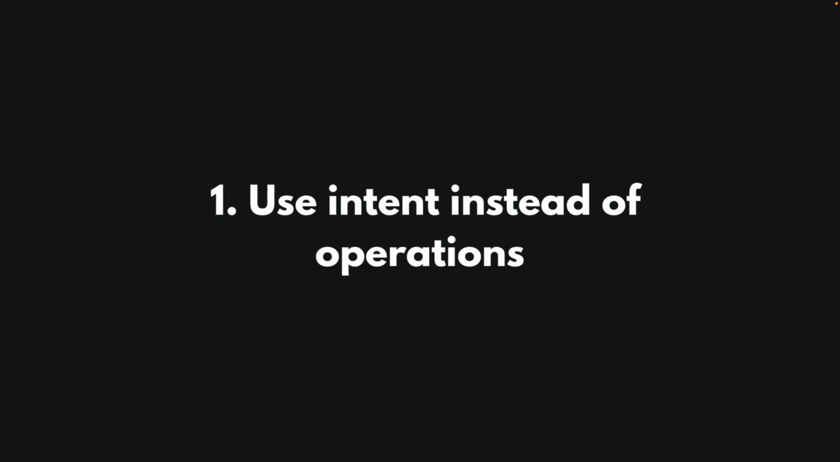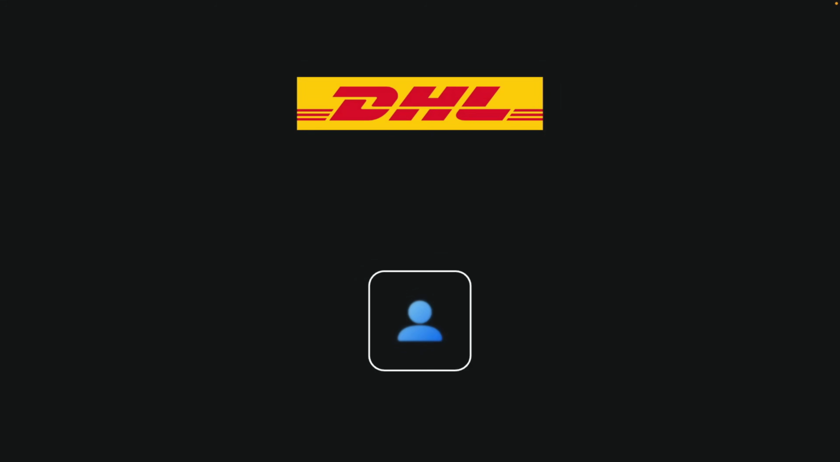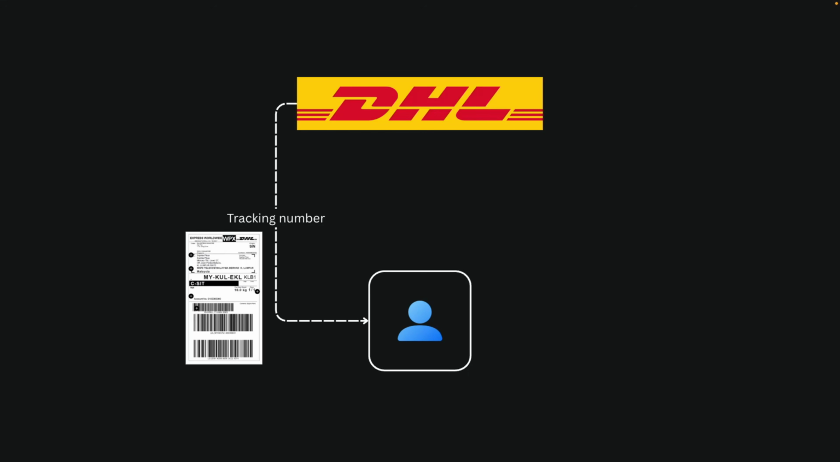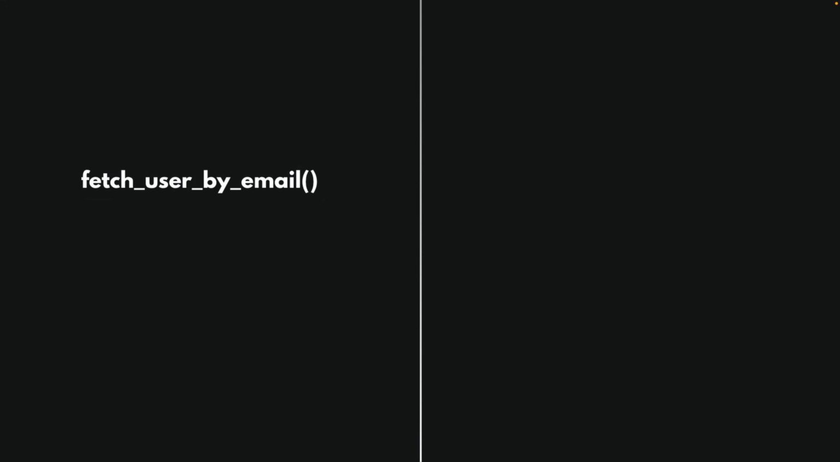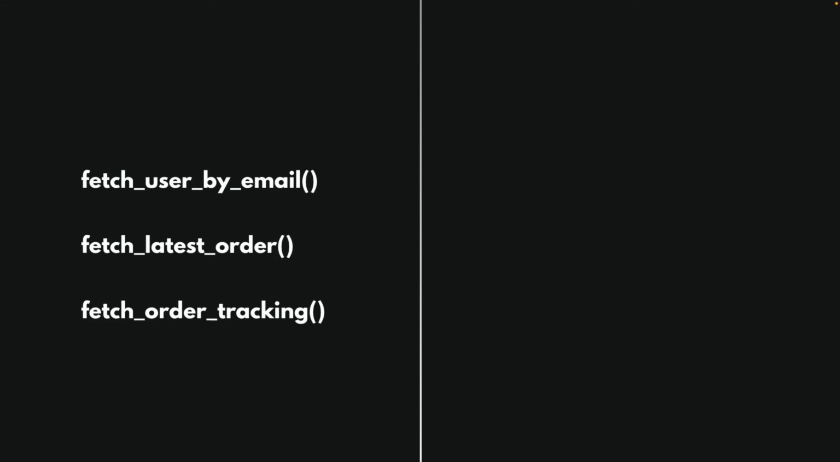So the first best practice is focusing on the intent instead of the operation itself. Let's imagine we are a delivery company and we want to let the users track the delivery status of a particular order. Instead of an API design, we're going to get the user by the email, then get the last order of this user, and then fetch the tracking of that order. Of course, you're going to expose all of these endpoints separately in an API design, but for the MCP server, the only thing you should be actually focusing on is simply track order.